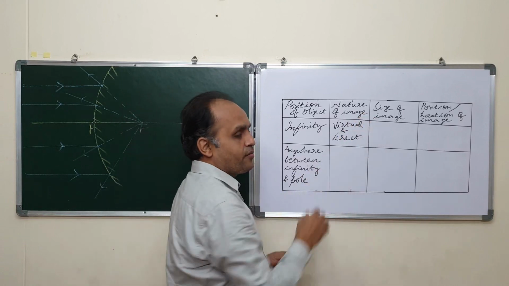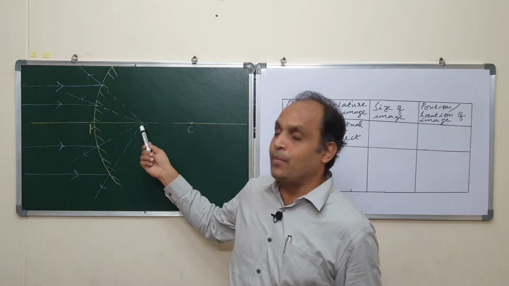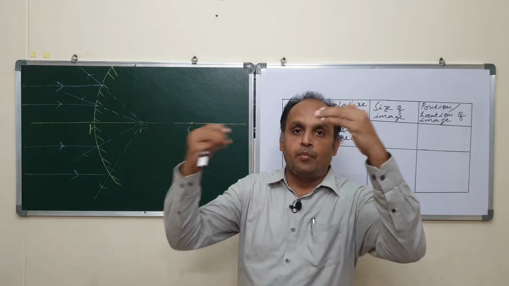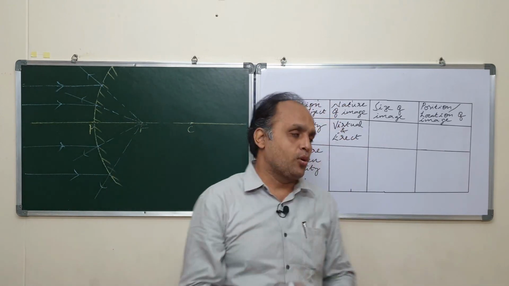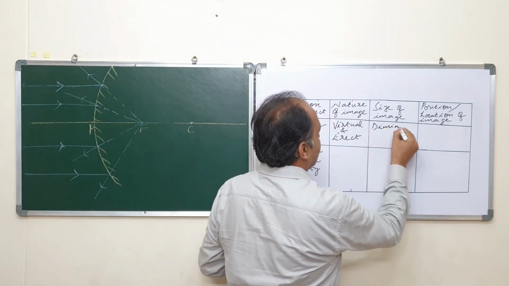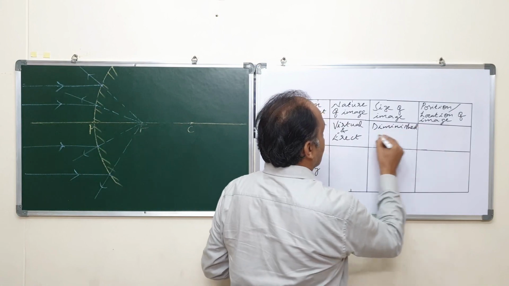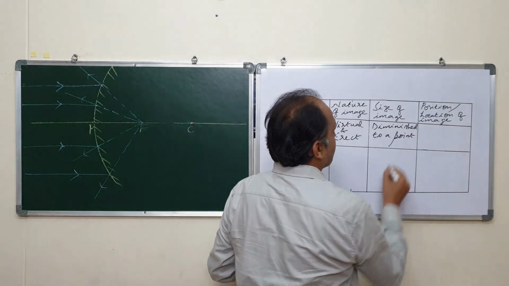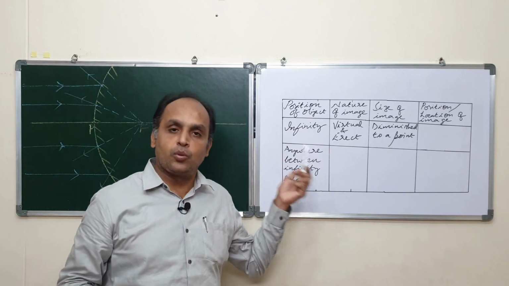Now coming to the size of the image, you can barely see the image over here. It's just like a dot. It has merged with the focus. So the image is basically diminished to a point. Diminished means reduced. It's reduced to a point. It's looking like a dot. So the image is diminished to a point.